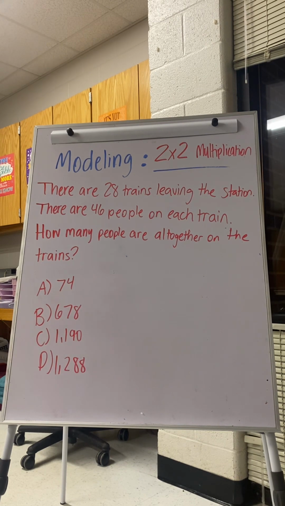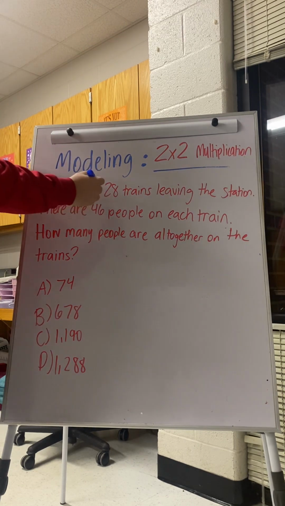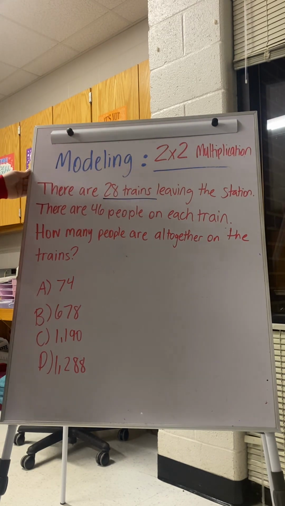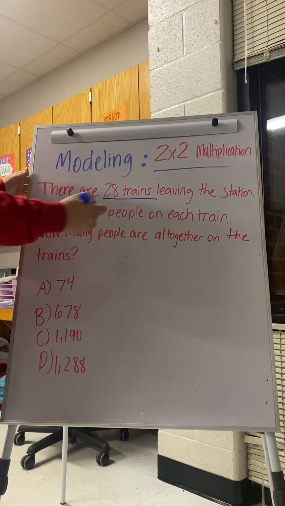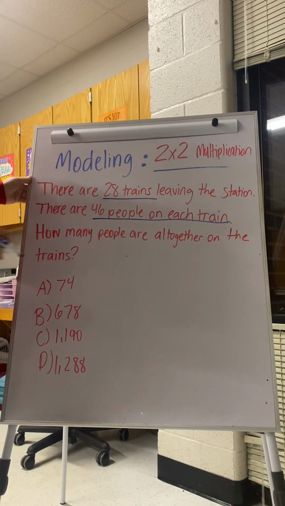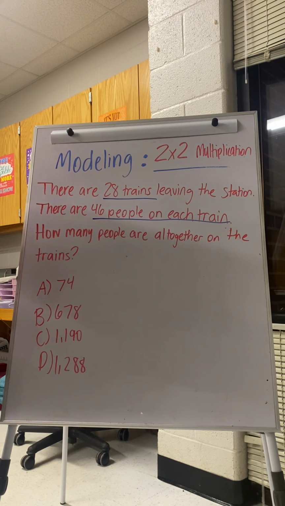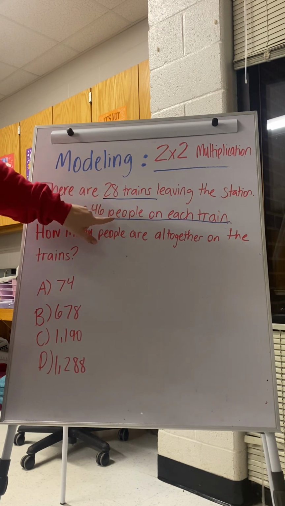So I'm going to start again. There are 28 trains leaving the station. Very important piece. Always underline your important information. There are 46 people on each train. So before the question even tells me what it wants me to do, I'm saying 28 trains, 46 on each train. So one train equals 46 people. 28 trains equals blank people.